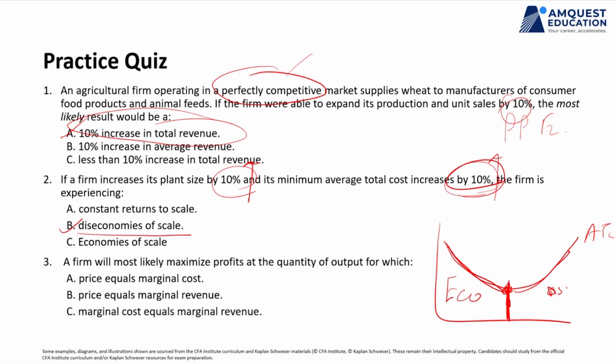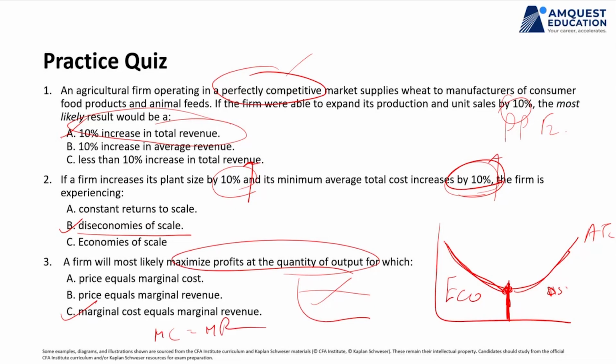Clear? A firm will most likely maximize profits at the quantity of output for which? Okay, the answer I told you. Remember MC and MR. So profit maximization will always happen at MC equals MR. So please learn that carefully. Right? We did this multiple times.